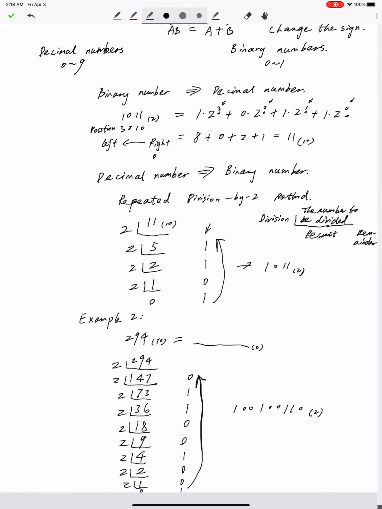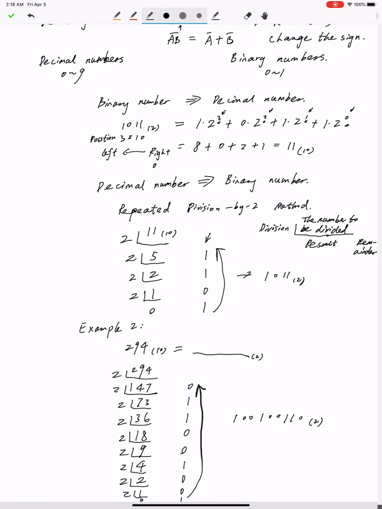Okay. By the way, when should we stop dividing the result by 2? When you have 0 in the result, then we stop, right? Because 0 divided by 2, the result is always 0, and the remainder is always 0, right? So there's no meaning to continue dividing 0 by 2. You just add more zeros in front of a number, and that is meaningless, right? All right.